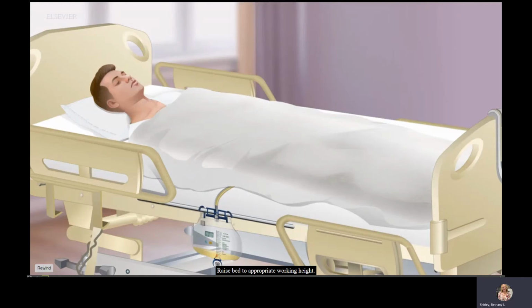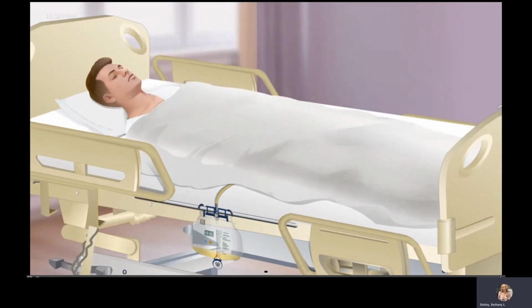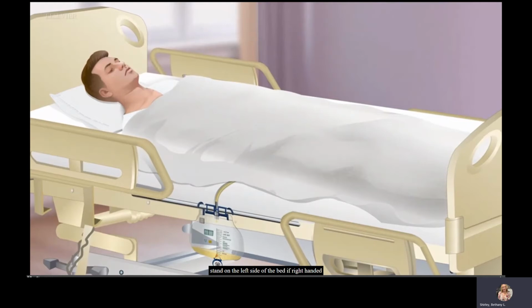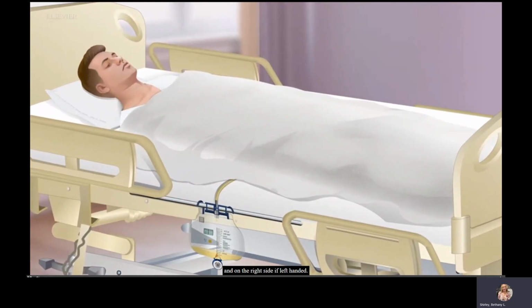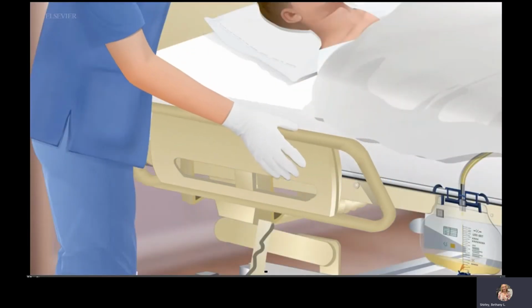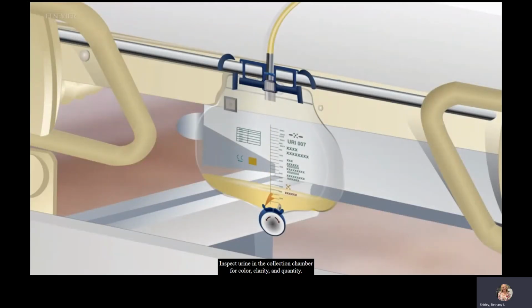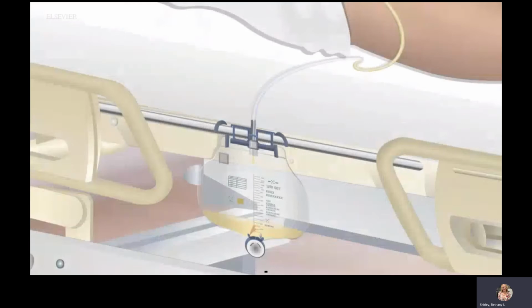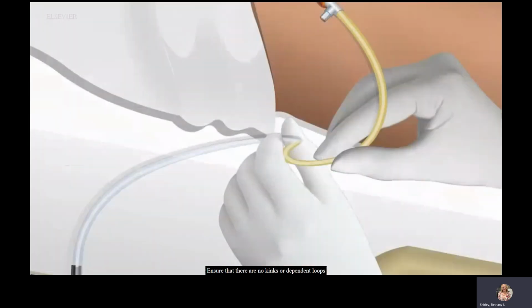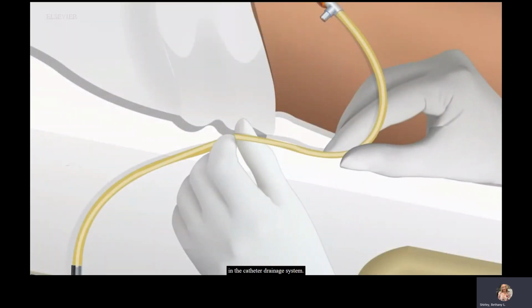Raise bed to appropriate working height. Facing the patient, stand on the left side of the bed if right-handed, and on the right side if left-handed. If side rails are being used, lower the side rail on the working side of the bed and raise the side rail on the opposite side. Inspect urine in the collection chamber for color, clarity, and quantity. Ensure that there are no kinks or dependent loops in the catheter drainage system.